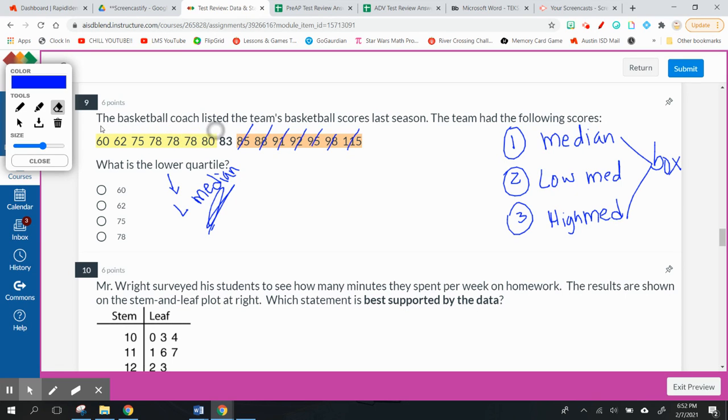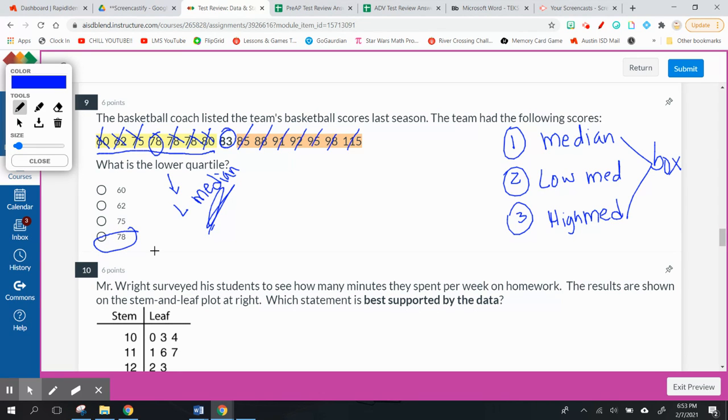I'm going to erase this side because we want the low median. That means we have our overall median, and now we need to find the median of our lower data, what I highlighted in yellow. So we'll knock off a low and a high, a low and a high, a low and a high. I got 78, but let's make sure there's 3 on one side, 3 on the other.